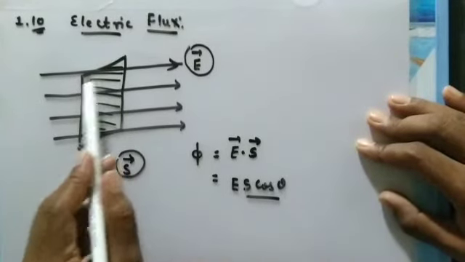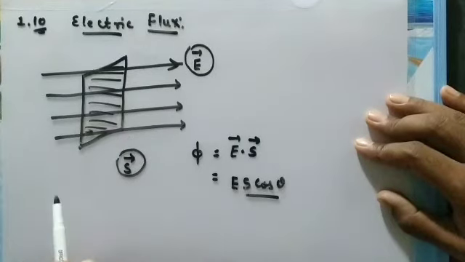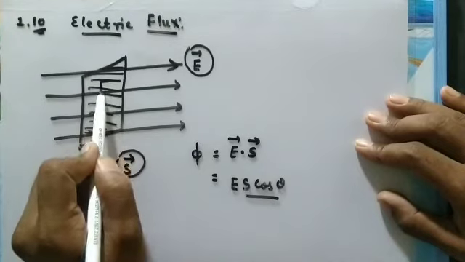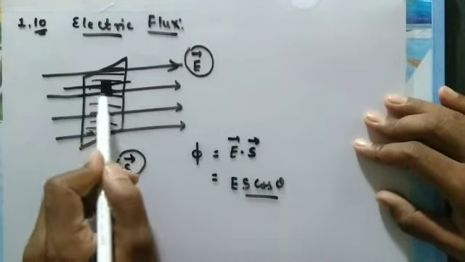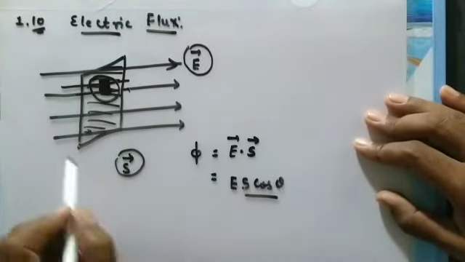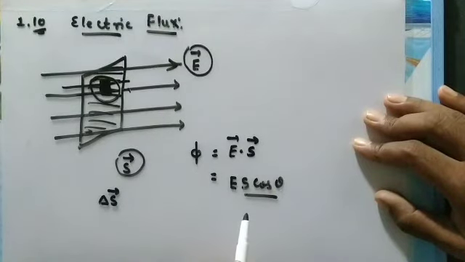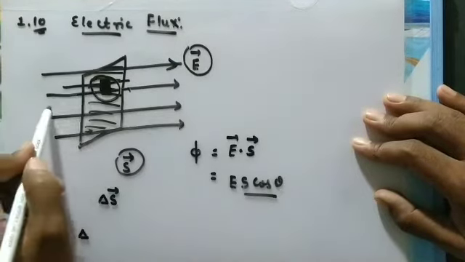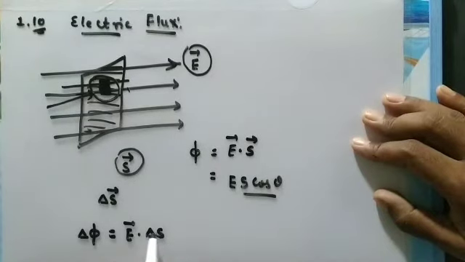Now here we have considered the whole surface, but if we consider a small part of the surface, suppose only this much part, then electric field line passes through it, and if we have taken the small part, then we can take this surface as delta S. So in this case we can write the flux passing through this much part, that is delta phi, is equal to E dot delta S.